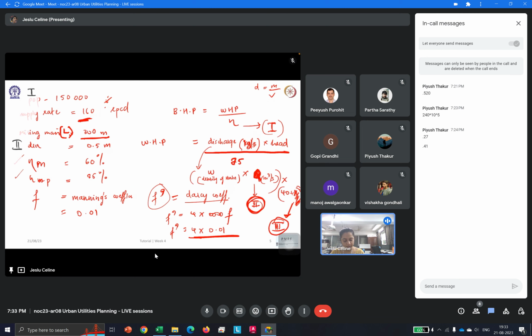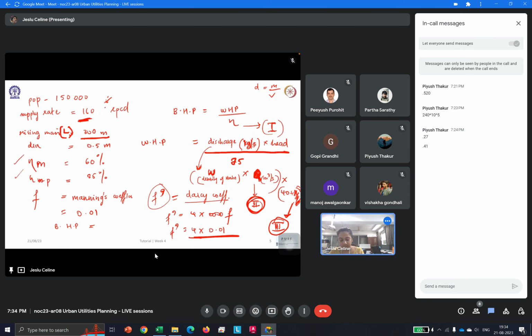So let's go back and fit it here. Do I have space here? Okay, I'll make space here. So our brake horsepower would now be, so what's the density of water? I assume that it's known. What's the density of water?